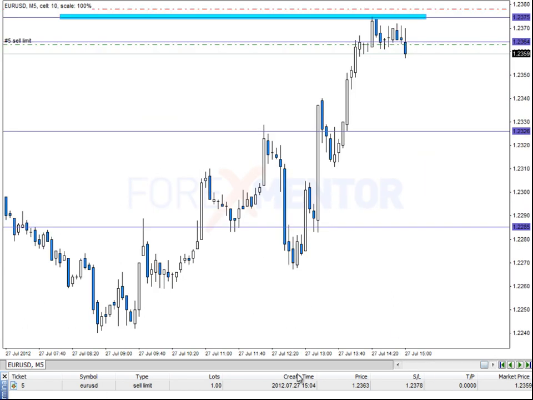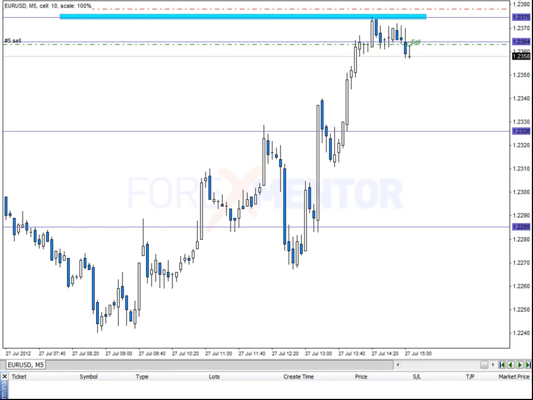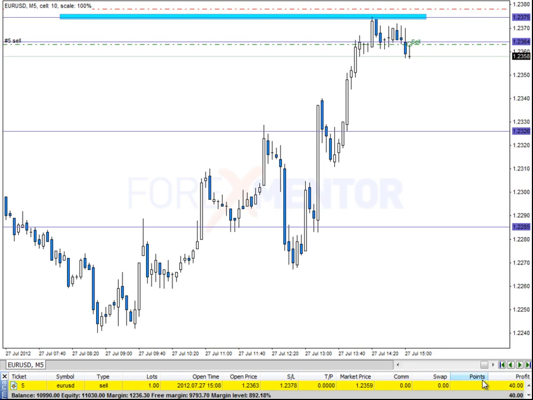So there's the order set. Let's just see what happens. We'll just step this forward. Okay, so there's the retest. Bang. Okay, break, commit, retest. There's the working order. Currently 4 pips up.